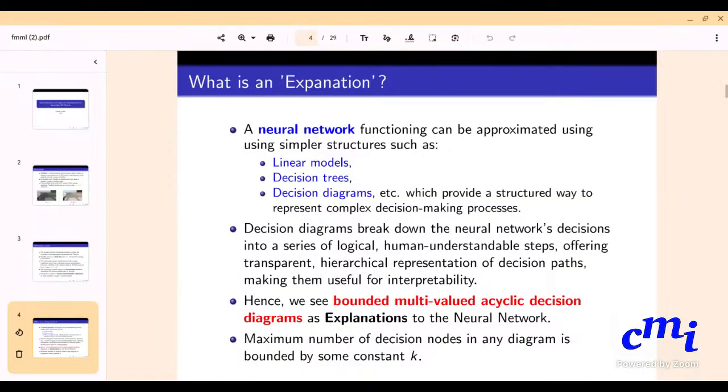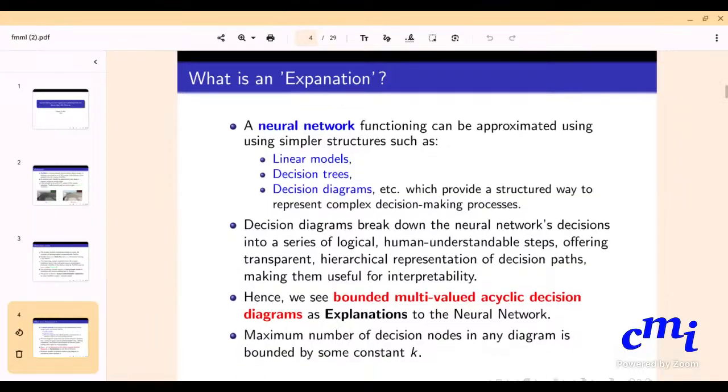Now, what do these decision diagrams do? They break down the decision of the neural network into a series of very concise steps that are logical and that we can understand. That also offers an insight that is not opaque, as the neural network is a black box. Contrasted to that, this interpretation is supposed to be transparent. We know everything about its working, and it gives a representation of the decision paths, the computation paths taken by the input to reach an output, and that makes it extremely useful for interpreting the model, right?